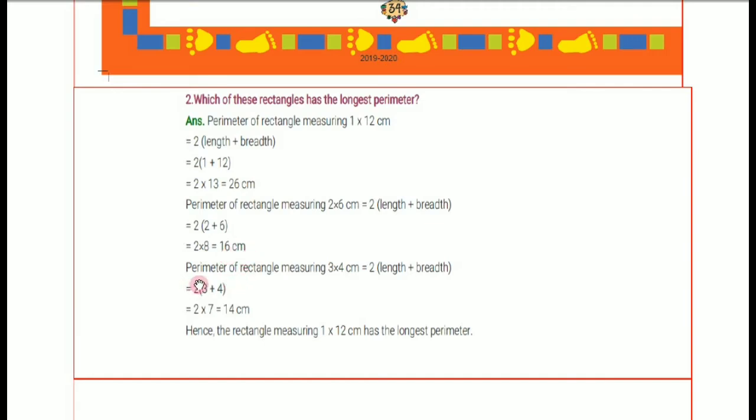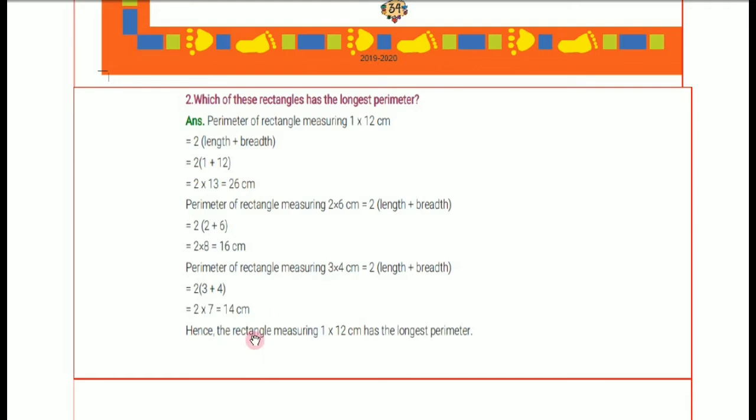Now next, the perimeter of the rectangle measuring 3 by 4 centimeter. Here length is 3 centimeter and breadth is 4 centimeter. So it is equal to 2, length 3 plus breadth 4. So 3 plus 4 is equal to 7, and then multiply by 2. 2 7s are 14 centimeter is the perimeter of this rectangle measuring 3 by 4 centimeter.